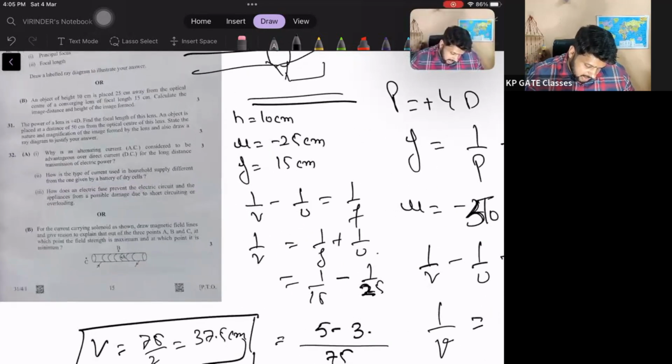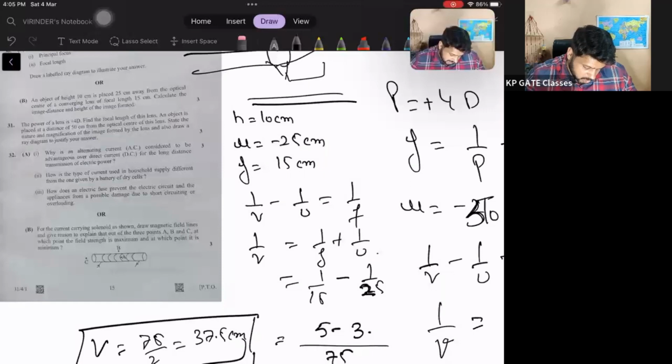Why is an alternating current considered to be advantageous over direct current? This is a direct question written in your book. So they are giving questions directly from the book. What is the type of current used in household supply? AC. How does an electric fuse prevent damage? This is again a similar simple question.